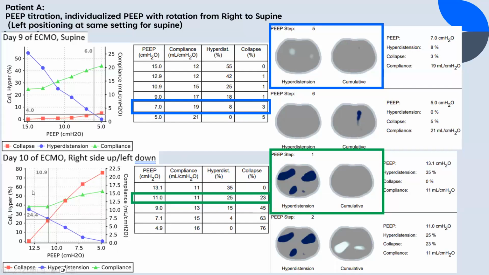And then on day 10, again, we looked at what our measurements were with the right side up, left side down. Again, looking at our images here, and looking at what our hyperdistension and collapse would be, you can actually get quite a bit of remarkable collapse as we're starting to lose PEEP here. And so before we collapse any further, we just decided to stay at a PEEP of 12 here. So it went kind of between those two numbers there.